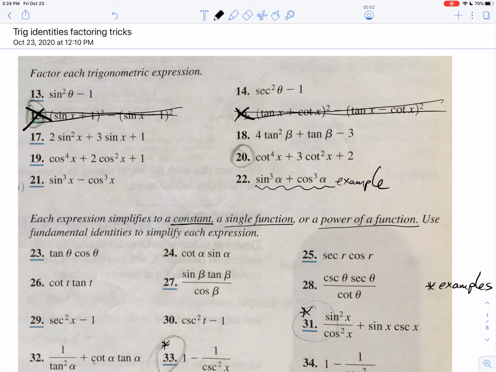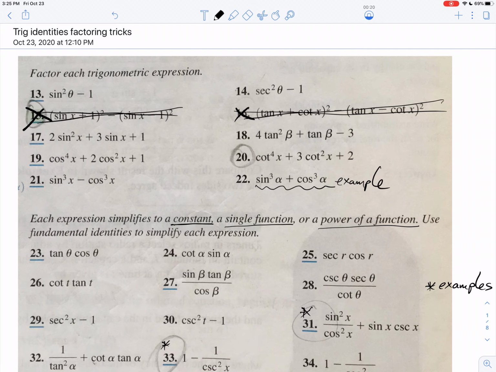Greetings, guys. We're going to do a little bit of factoring here. It says here, factor each trigonometric expression. But you know what? 15 and 16, there's some tricks to those, so we're not going to cover those yet.